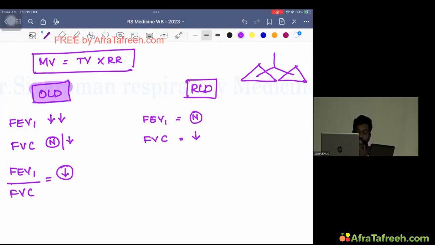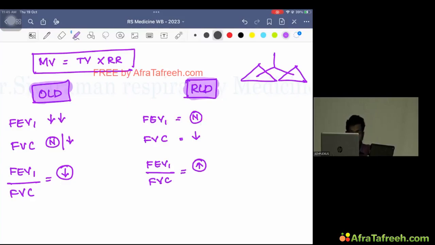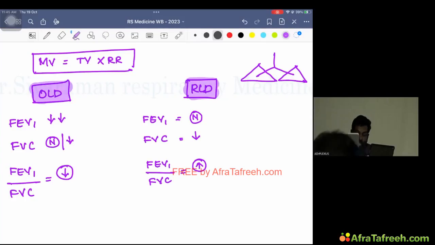Whenever you take a ratio between FEV1 and FVC, what will happen here? Increases. In which lung disease are you going to get this? In restrictive lung disease. So the Tiffeneau-Pinelli index, or FEV1/FVC ratio, is increased in restrictive lung disease. It is decreased in obstructive lung disease. This is very, very, very important.